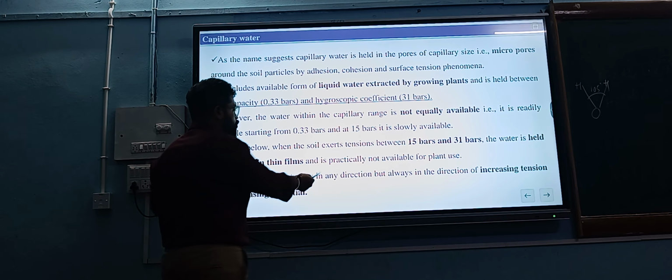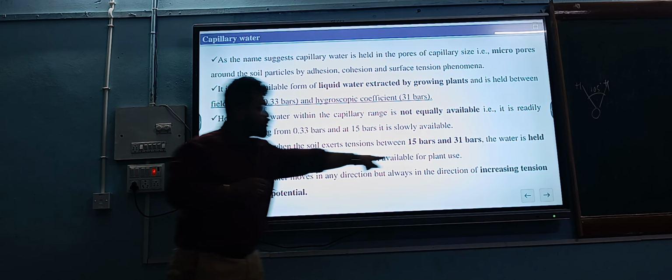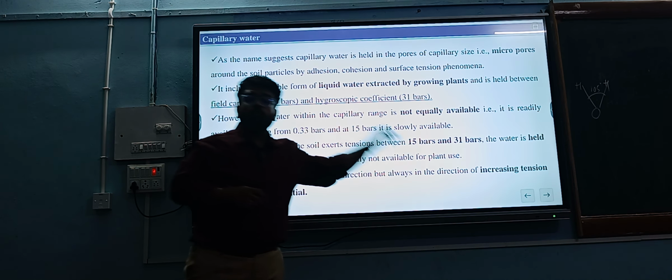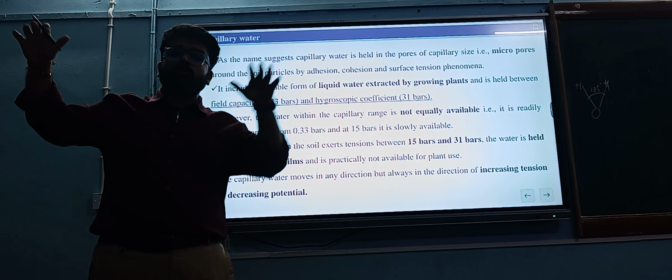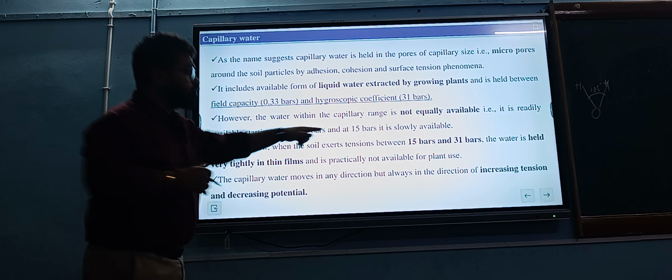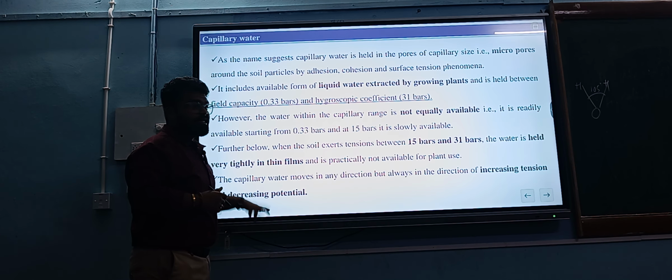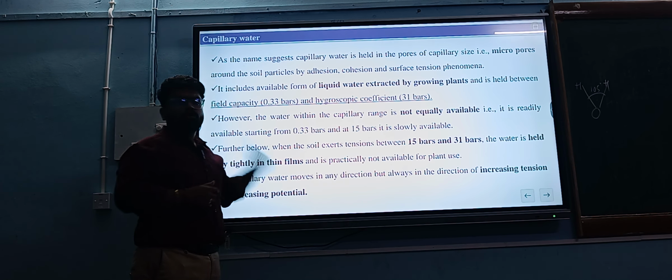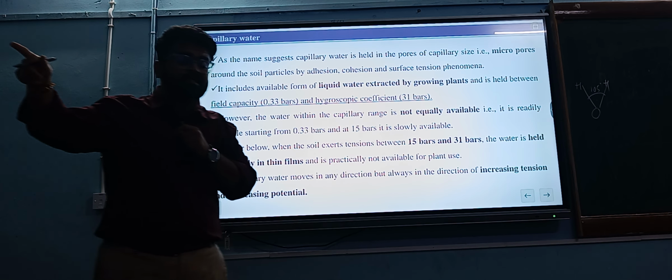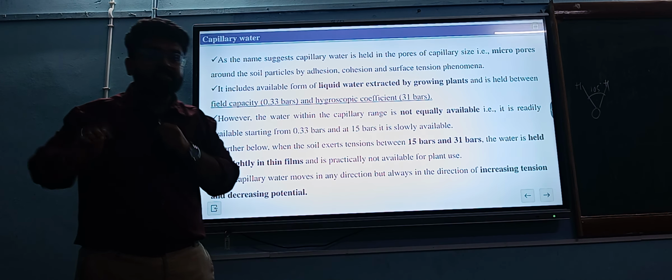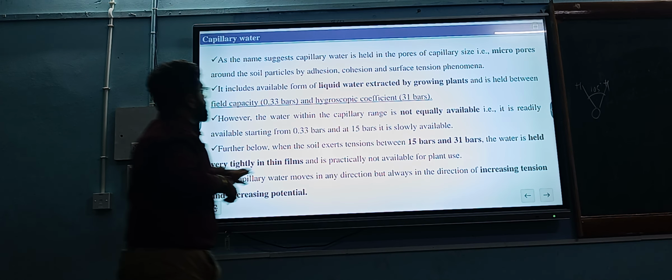Capillary water moves in any direction but always in the direction of increasing tension. Water moves from a higher concentration of water to a lower concentration. So it moves towards increasing tension or decreasing potential. From the exam point of view, this is very important. Water always moves towards increasing tension and decreasing potential.